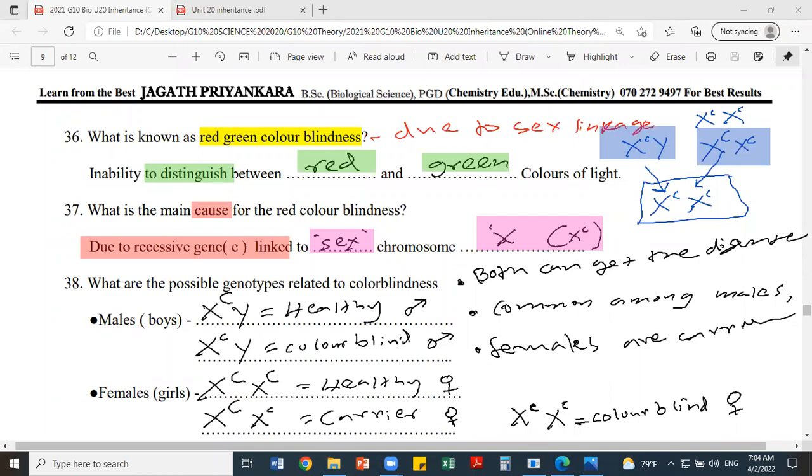Now, this girl has got the disease from whom? From both mother and father. But this type of marriage is rare, it does not happen often. In this kind of marriage, what is mostly present? This type of marriage. I'll write that also.